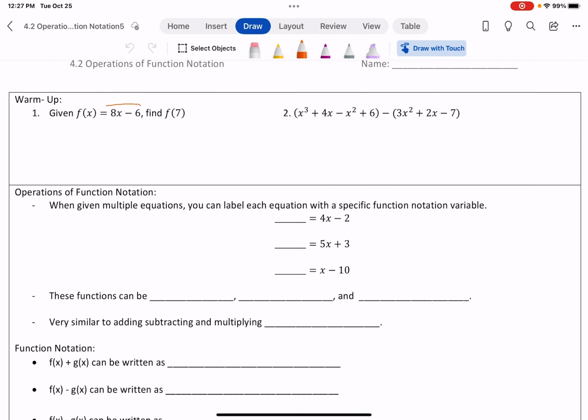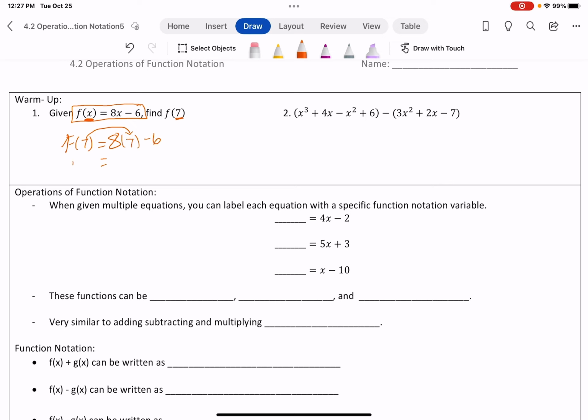The function is f of x equals 8x minus 6, and we are supposed to find f of 7. So if we look, f of 7, that 7 is in our x spot. So all we're doing is taking that 7, and that 7 is going to get plugged in wherever I see an x.